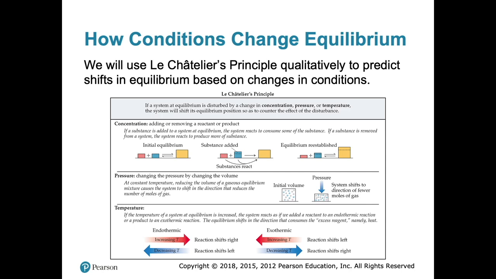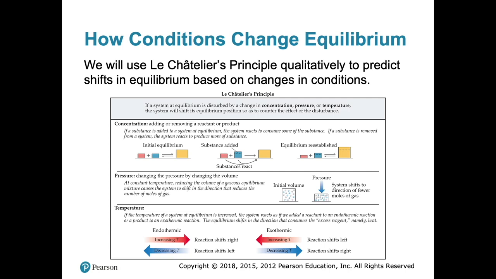right? So adding in more reactants means you're going to get more products. Adding in more products means you're going to go back to reactants. If it's endothermic and you're increasing the temperature, it makes more products. If it's endothermic and you're decreasing the temperature, it makes more reactants. If it's an exothermic reaction, then if you increase the temperature, you get more reactants. If you decrease the temperature, you get more products.